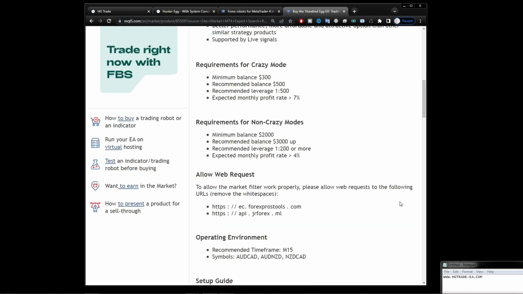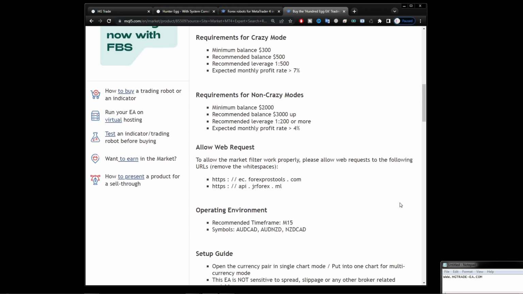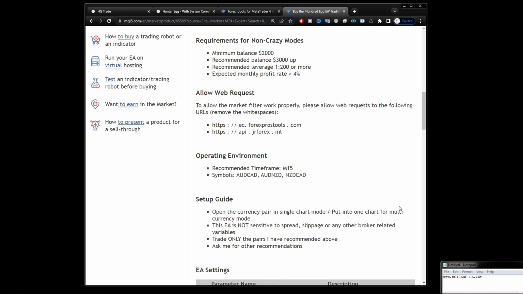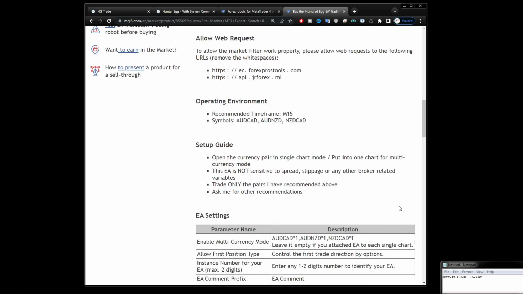The recommended time frame is M15 using the Australian dollar to Canadian dollar, Australian dollar to New Zealand dollar and New Zealand dollar to Canadian dollar pairs. The recommended broker is a low spread type broker.